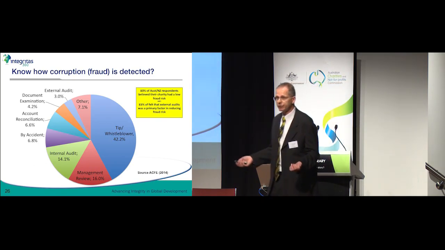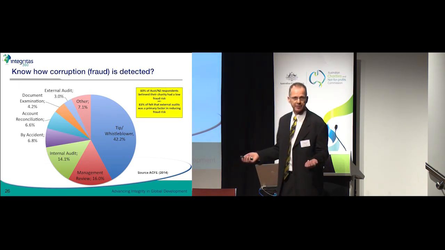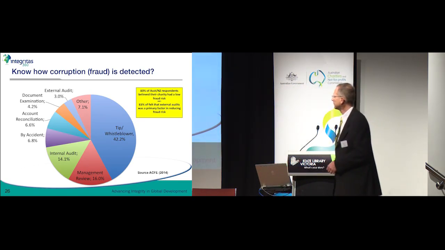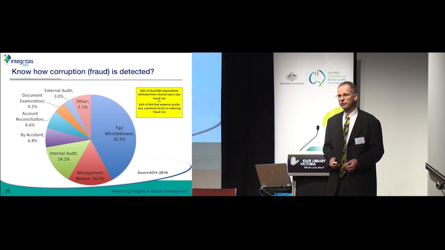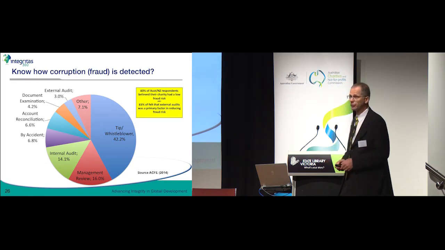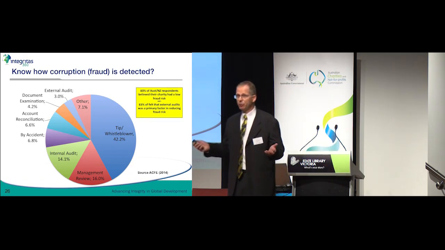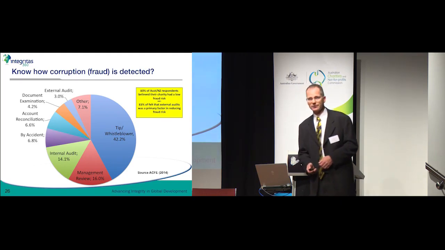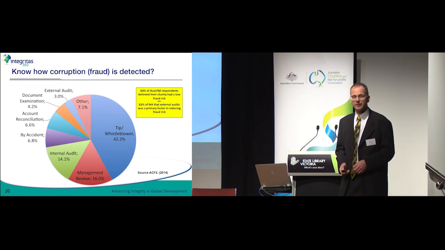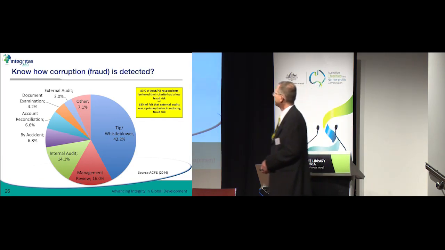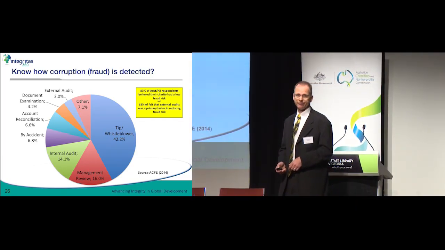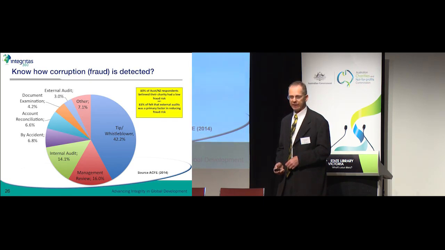The second one, management reviews. How many times in today's environment do we review the work of our people, our staff? Internal audit. So again, you have a gap there if you don't have an internal audit function within your internal control system. And again, an internal audit function is only relevant once you get to a certain size, but it picks up 14.1% of frauds. Simple account reconciliation, bank reconciliations. That picks up 6.6%. Examining documents, 4.2, so we're getting down now to a little bit here. Other 7.1, you see two gaps here. External audit, 3%. 3% of frauds are uncovered by external audits.